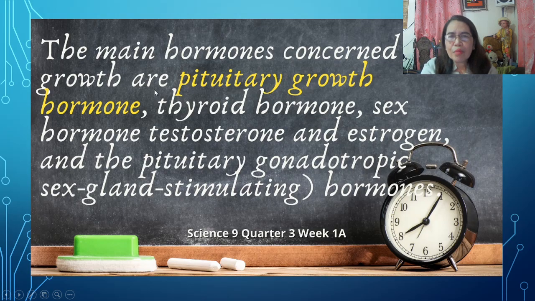So, konting trivia ulit. So, pituitary. Diba? Pamilyar na kayo sa pituitary. So, sabi, it's one kind of hormones. So, the main hormones concerned with growth are pituitary growth hormone. So, meron din tayong tinatawag na thyroid hormone, sex hormone, testosterone, and estrogen, and the pituitary gonadotropic sex gland stimulating hormones.